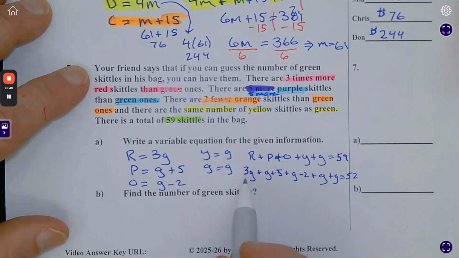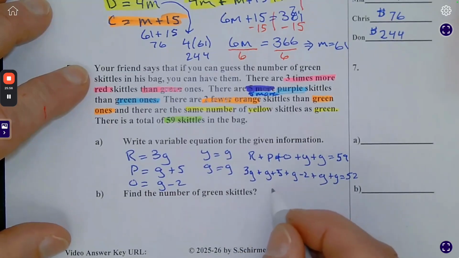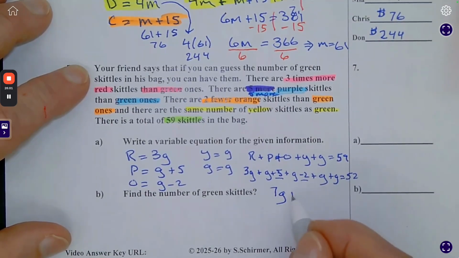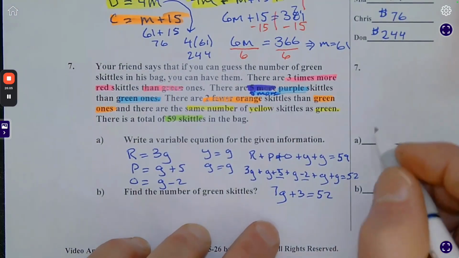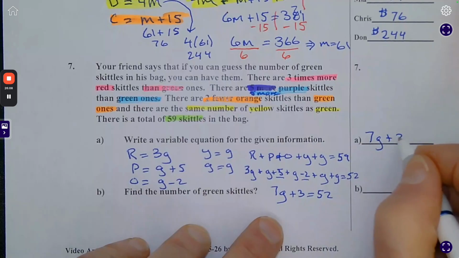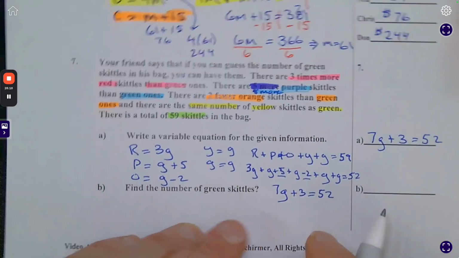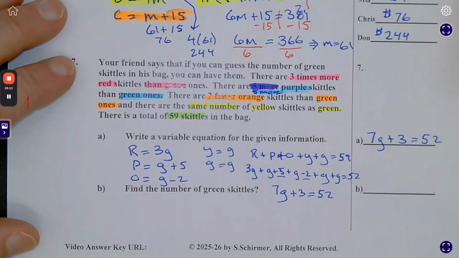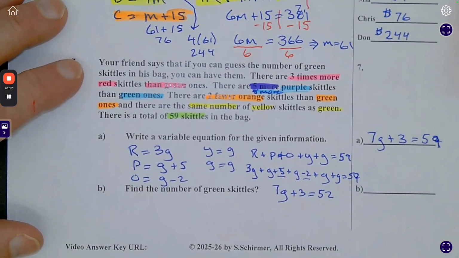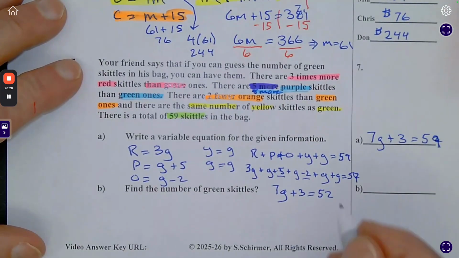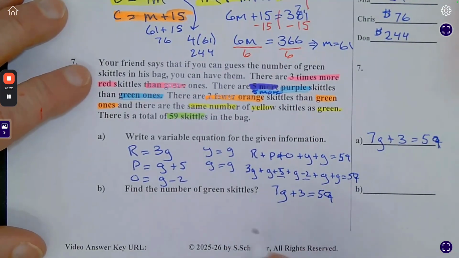Okay, let's simplify. 3G plus 1G is 4G plus 1G is 5G, 6G, 7Gs. And then we have positive 5 and minus 2, that's plus 3, equals 52. Oh wait, 59. I'm glad I caught that. That would have been a nightmare if I had not caught that. That equation just got much simpler. That is my equation. Okay, let's solve it.